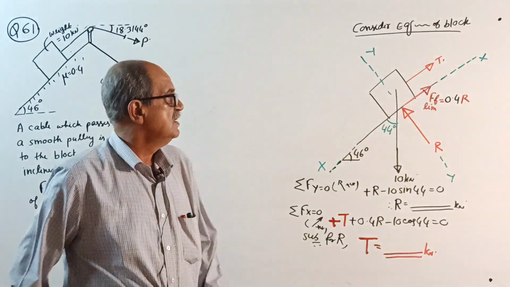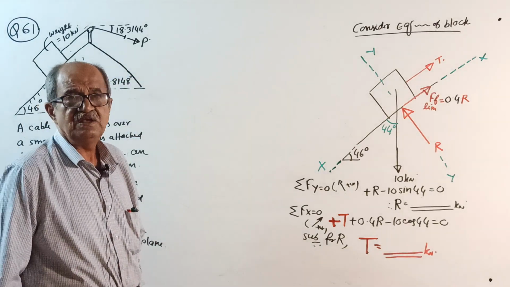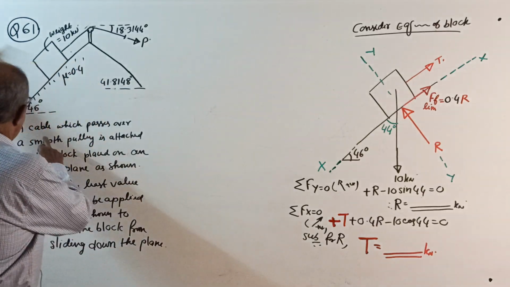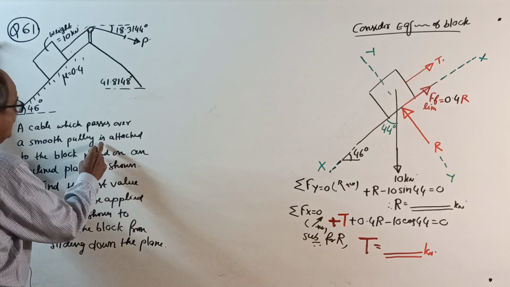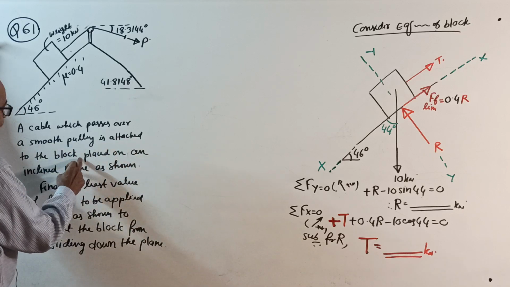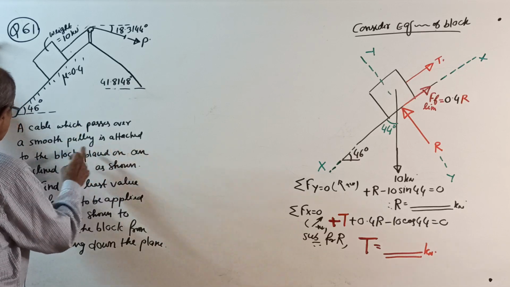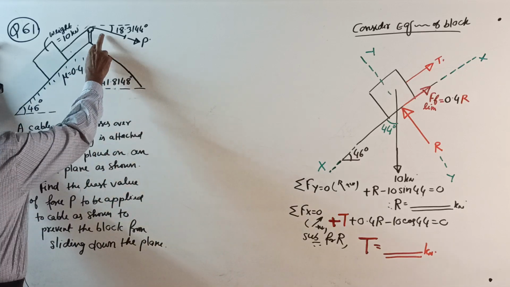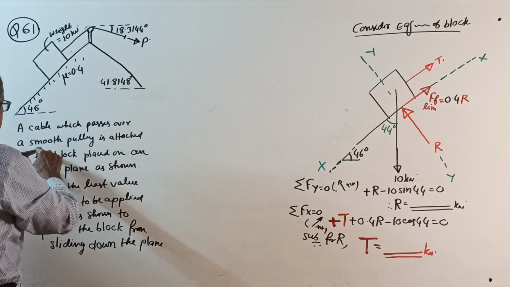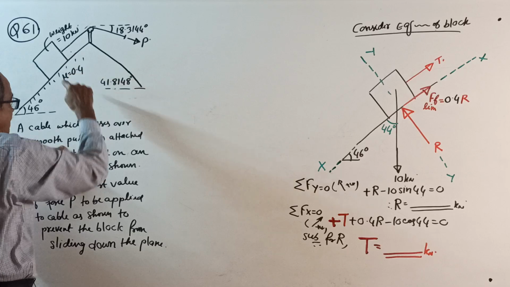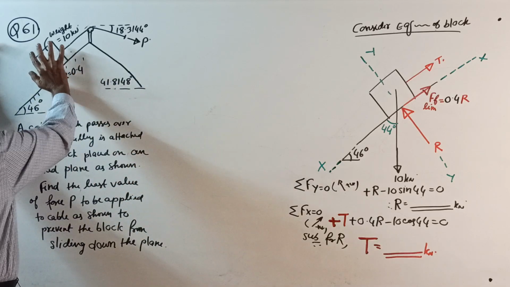Welcome. Question 61. This is a little special type of question. Single block. A cable which passes over a smooth pulley is attached to the block placed on an inclined plane as shown in the figure.